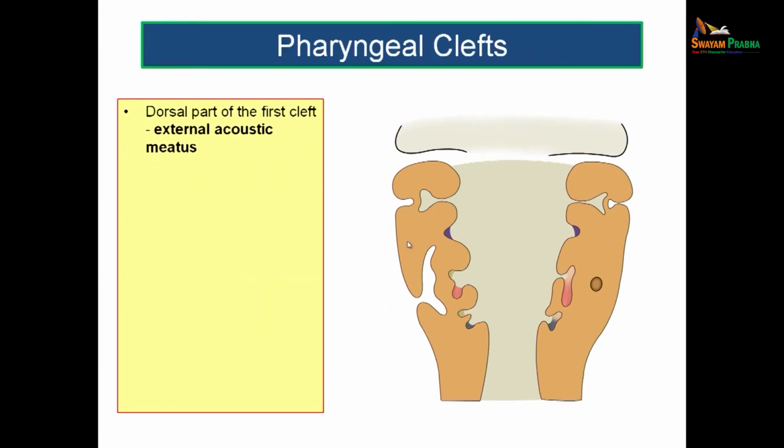So that's about the derivatives of the pouches. Now let's see the derivatives of the clefts, the pharyngeal clefts or the ectodermal clefts. So let's see the first cleft. This is the first cleft.